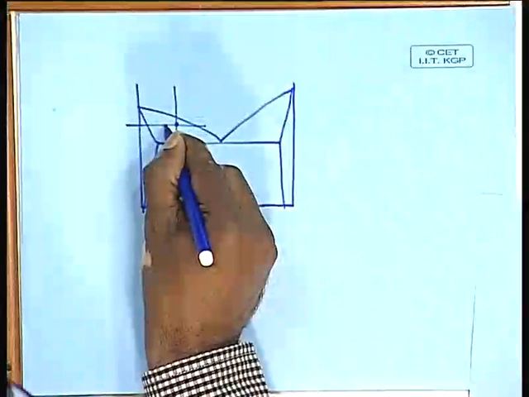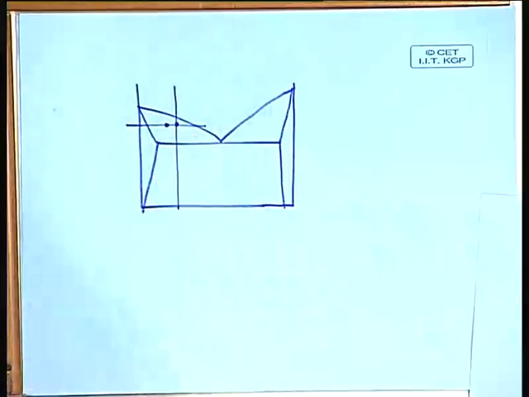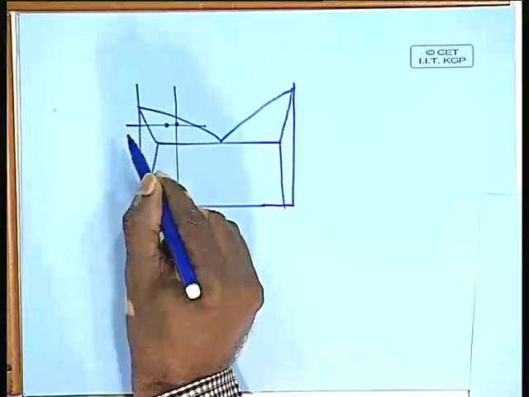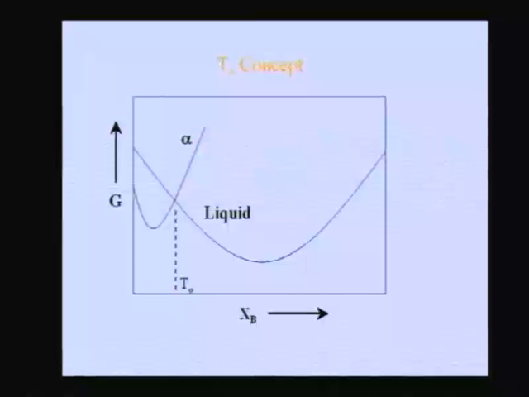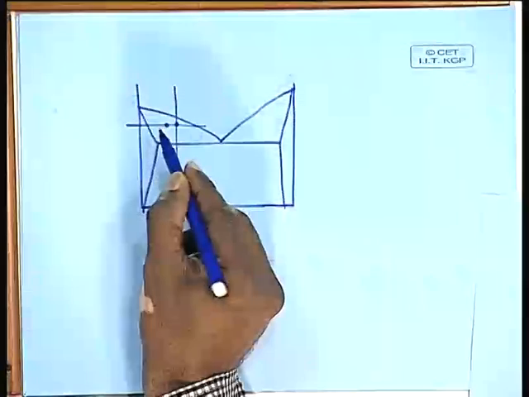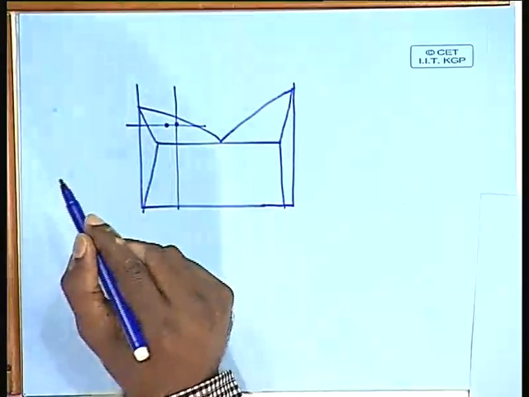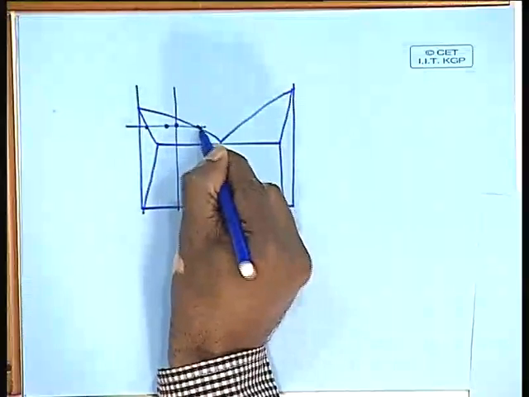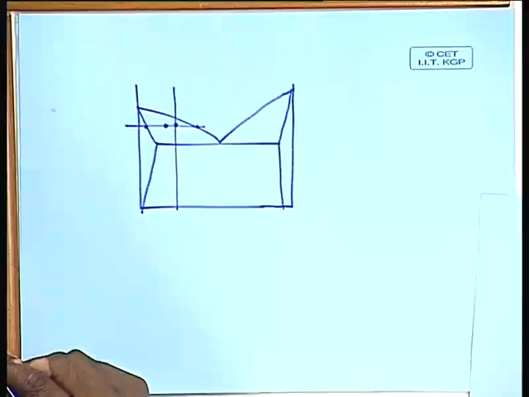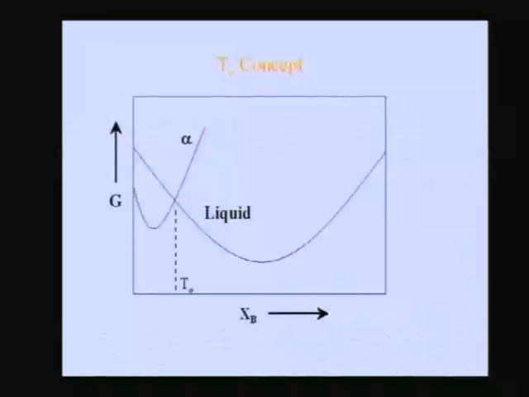We talked about it in the thermodynamics class. And this particular intersection point, if I put it on the phase diagram, comes somewhere here. It is between the equilibrium solid composition and the equilibrium liquid composition. One can draw a common tangent and get the equilibrium solid composition and the equilibrium liquid composition, and that particular T naught point will fall somewhere between the two, because the intersection is always in the middle.